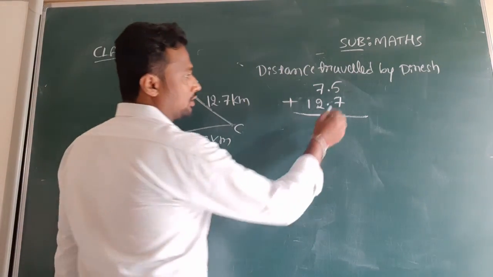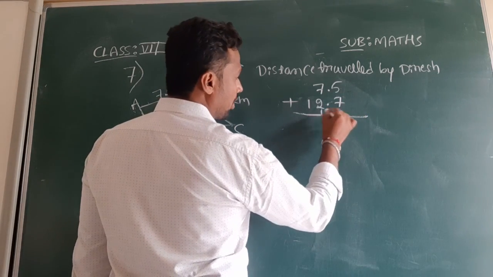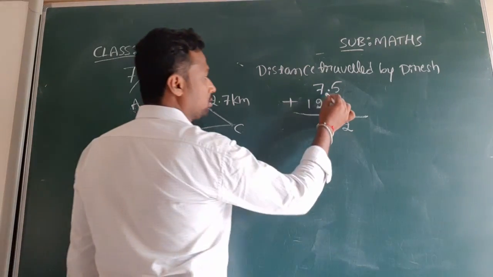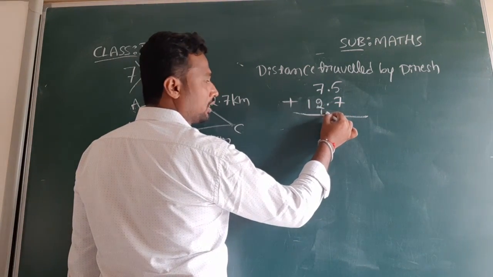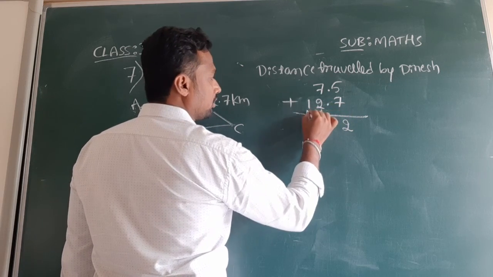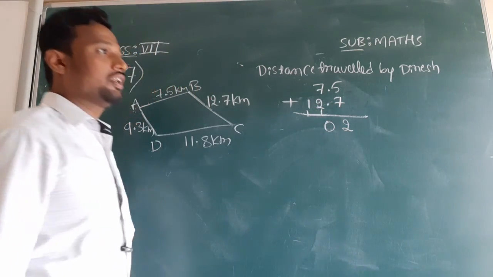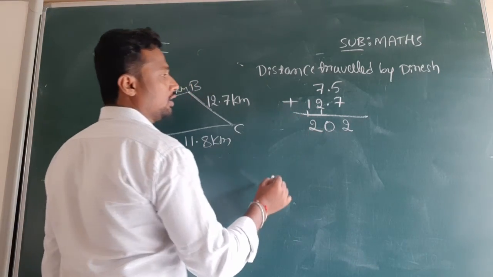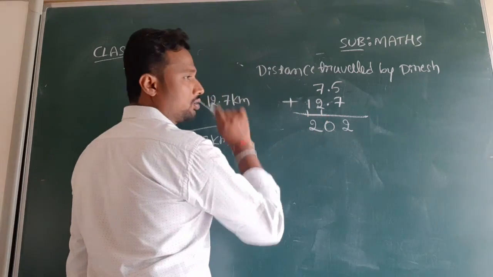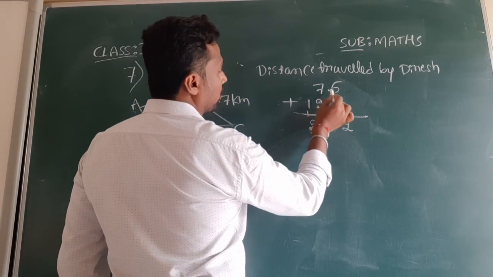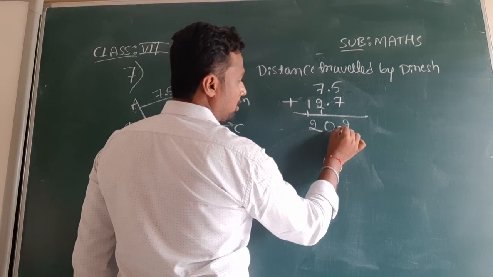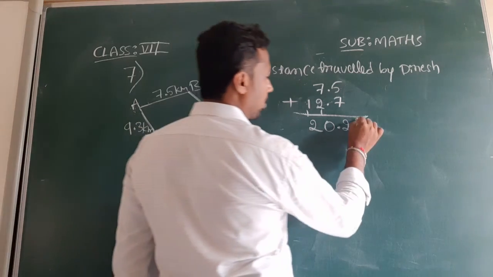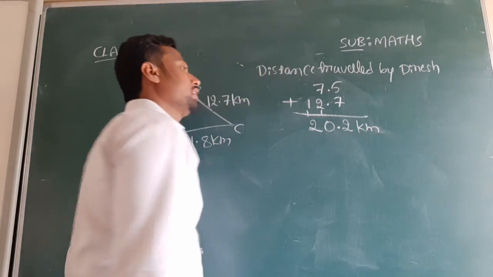So now we have to add these two values to get the total distance traveled by Dinesh. Here 5 plus 7, 12. So 1 is carry, so 2 we will write here. Now 7 plus 2, 9, 9 plus 1, here we have 1 carry. So 9 plus 1, 10. So 1 is carry, again we will write 0 here. Now here 1 plus 1, 2. So now after one digit we have the decimal point here, so I will put the decimal point. Okay? So this is the distance traveled by Dinesh. How much?